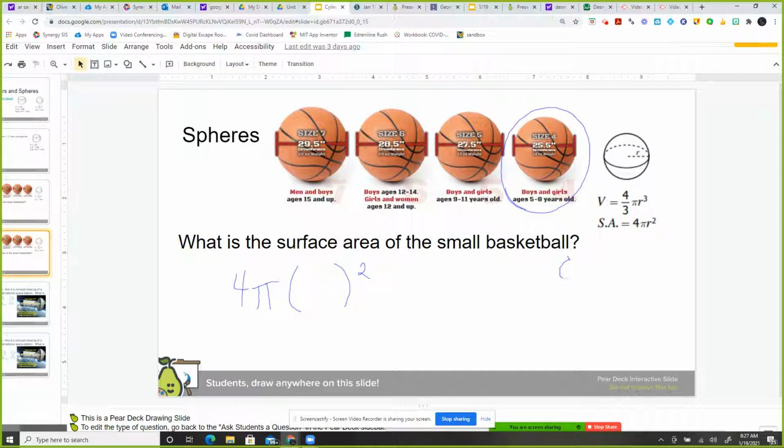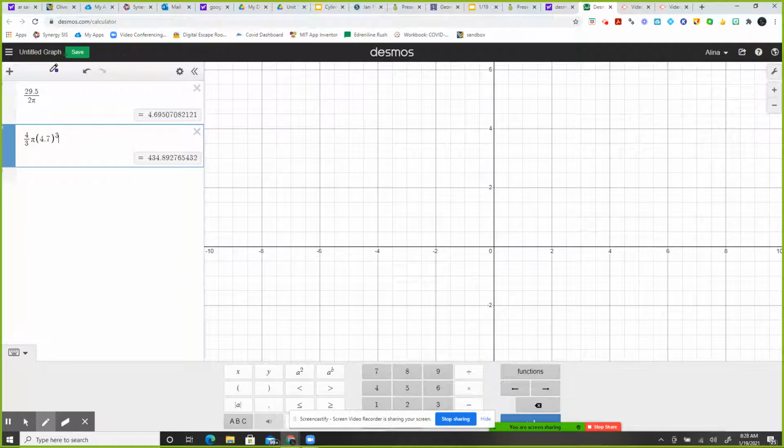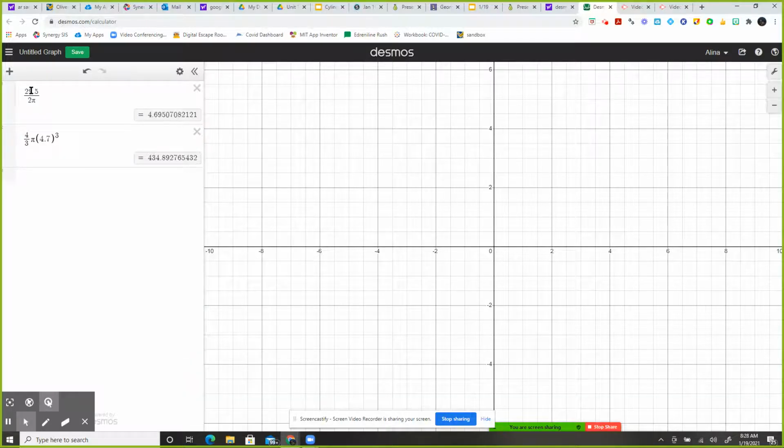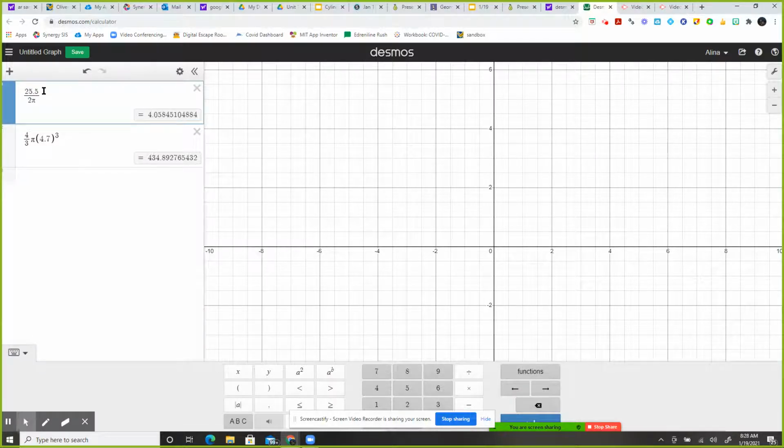We're given the circumference. So circumference equals 2 pi r, and I know this is 25.5. We've got to divide by 2 pi again. So 25.5 divided by 2 pi. Already in your calculator, you've got this. 25.5 divided by 2 pi is going to be 4.1.